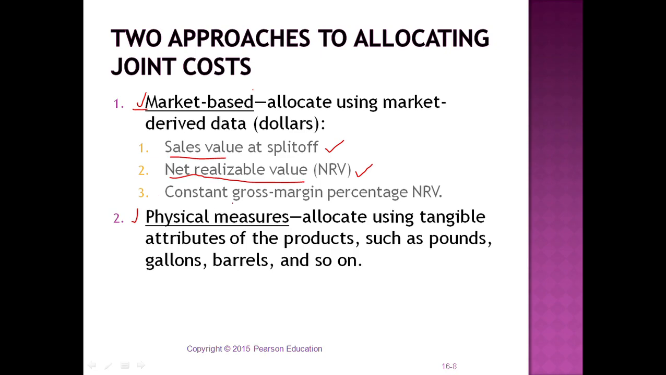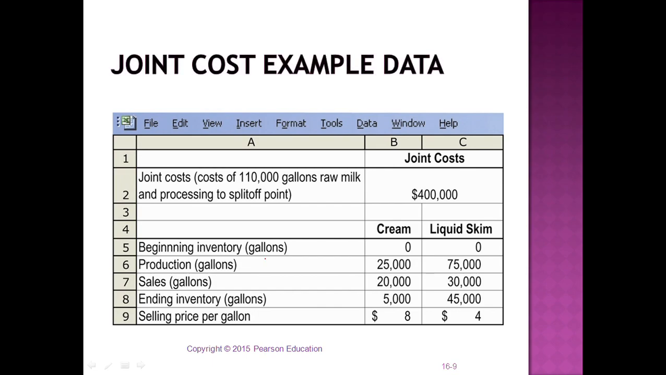Now the last one is constant gross margin percentage NRV, that is, a percentage of the NRV. This is where you calculate the gross margin percentage, after considering the sales value of the final output, and then use that as a basis for distributing the joint cost to the joint output. So here we are going to talk about these four methods, and inshallah we'll also do exercises based on these four methods. So moving on, let's take this as an example for the illustration of the four methods. This is also the same illustration which I showed you at the beginning of the chapter.